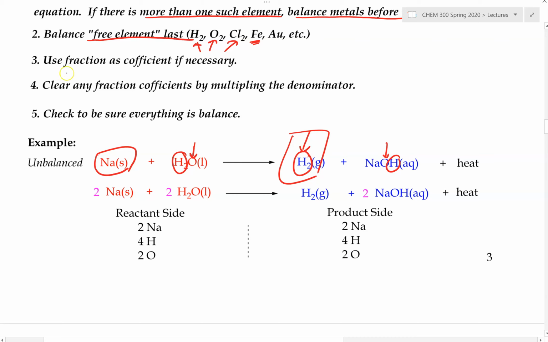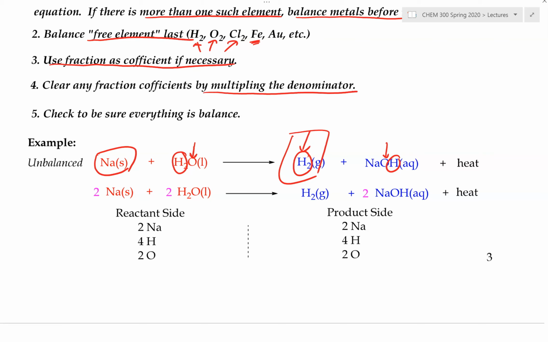And the third guideline: use fractions as coefficients if necessary to balance your chemical equation. Yes, sometimes we have to use a fraction to make the number of atoms of a particular element on both the reactant side and the product side the same. But if we use any fraction as a coefficient, it would be more ideal for us to reduce them to whole numbers. We can do that by multiplying everything by the denominator. That's how we can clear the fractional coefficient and change it into whole numbers. Again, we'll see an example of that in a little bit.